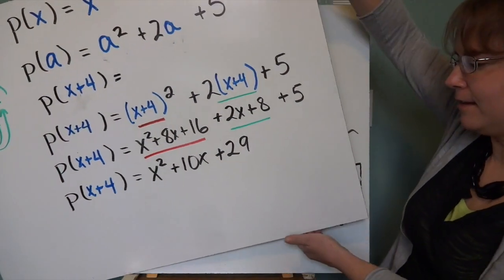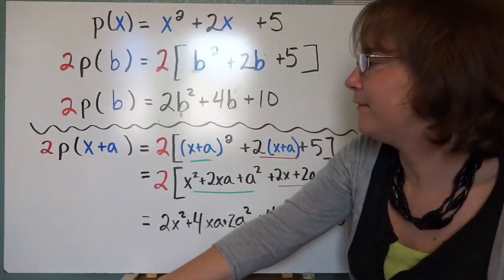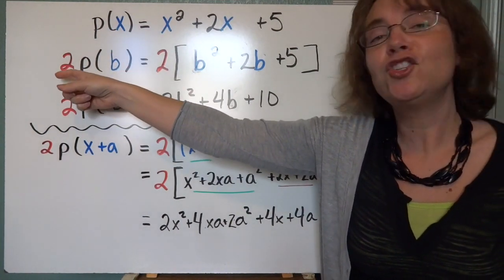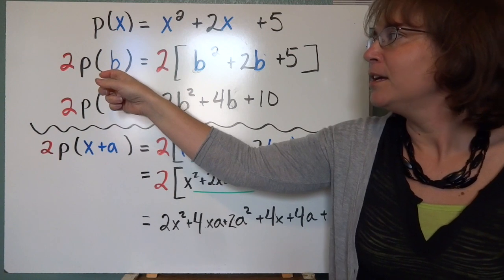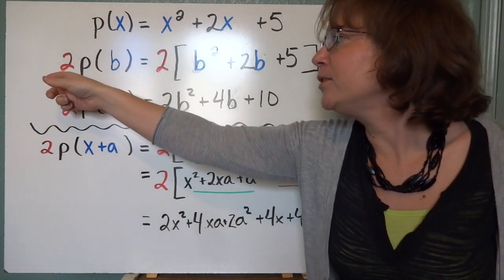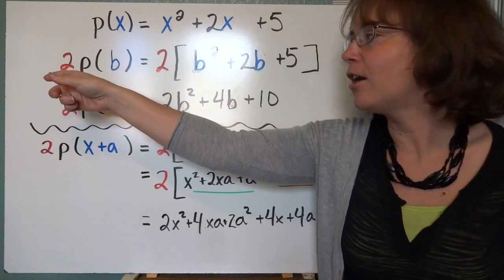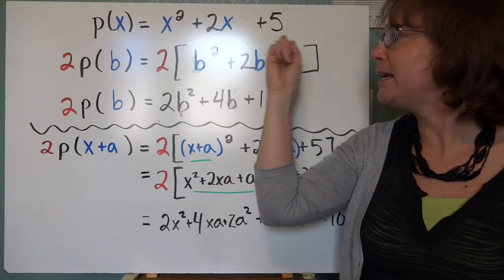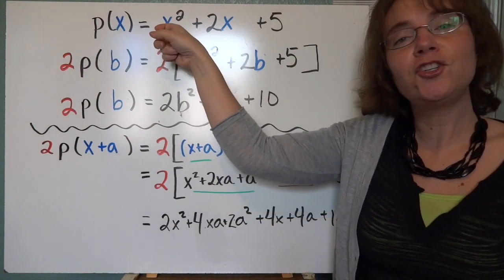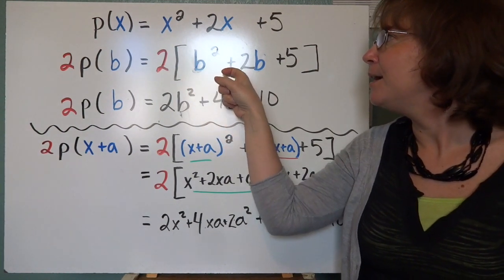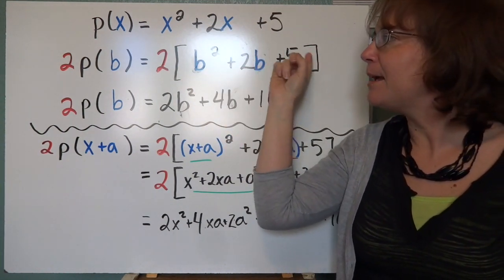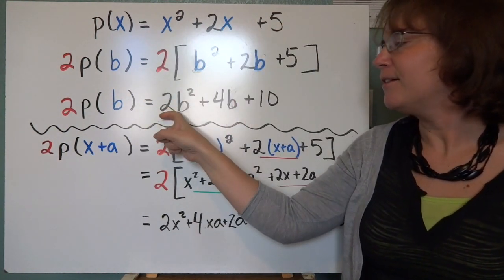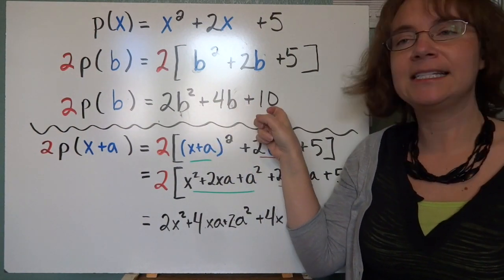Now we can do some other things with our values of p of x. Same equation right here, and I want to find 2 times p of b. So really I'm taking p of b and I'm multiplying it by this 2. The whole thing, all of p of b. So I can rewrite that as 2 times, and then this right here is all p of b. I took a b and substituted in for my x values, so I have b squared plus 2b plus 5, and then I'm multiplying all of p of b by 2. So I'm just going to distribute the 2, and I have 2b squared plus 4b plus 10.